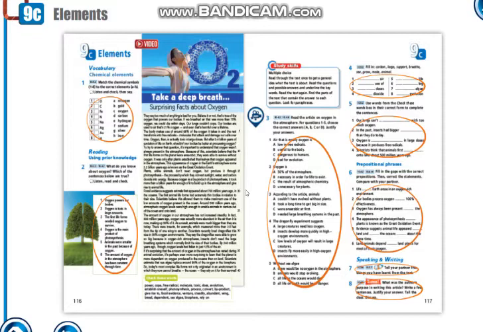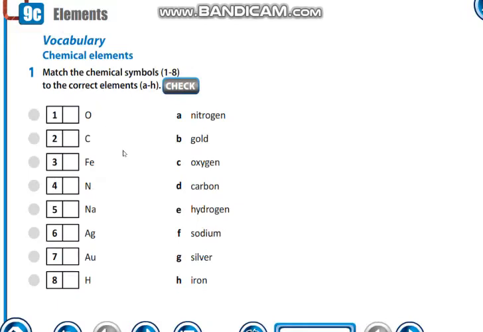Now you have studied chemistry in your school and you have chemistry lessons also. Now open your student's book on page 116. Today we'll talk about elements, chemical elements, about oxygen, about our breath, because we breathe with oxygen. And let's start from exercise 1. It is a very easy task.